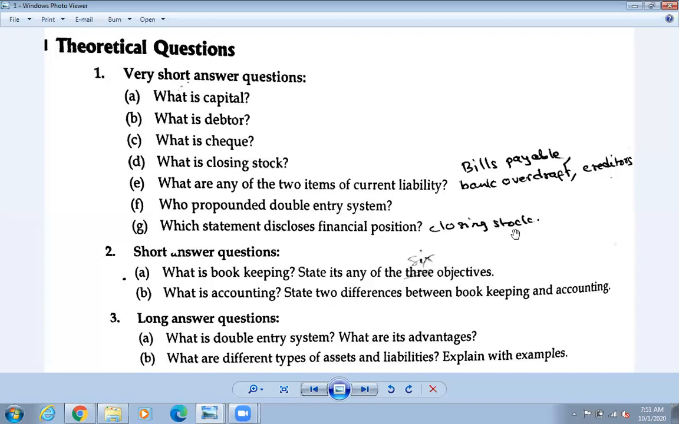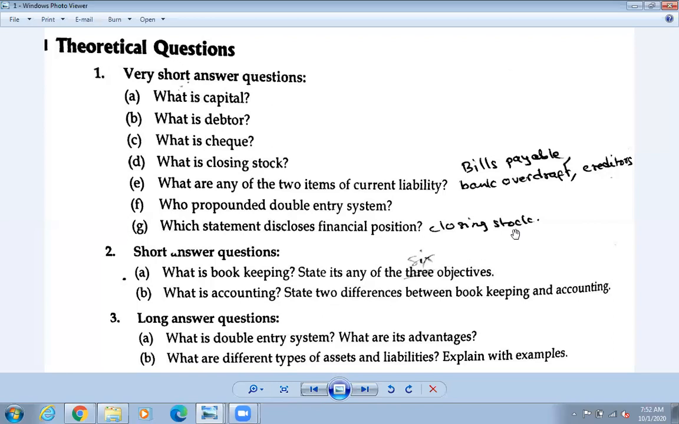3A, what is double entry system? Did you do that or not? That also is done. What are its advantages? That is also done. What are the different types of assets and liabilities? Explain with examples. You have done this on page number 6. What are the different types of assets? On the asset side, there are 2 types of assets: one is the fixed asset, the next one is the current asset. Did you make those notes or not? I told you to make notes of the fixed asset and current asset. Those will be the types of assets.